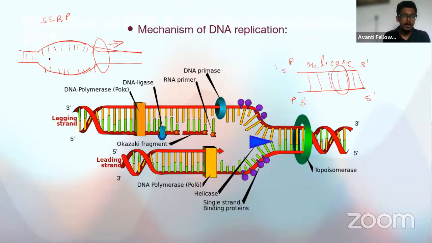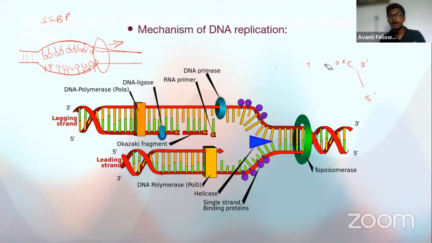So now what will happen? All these SSBPs will come and sit here and they will stabilize both the parental strands which are separated. So once this is done, as I told you guys, our DNA polymerase does not have the capacity to synthesize the DNA on its own. So what it will do, it will take the help of something called a primase or a primer.